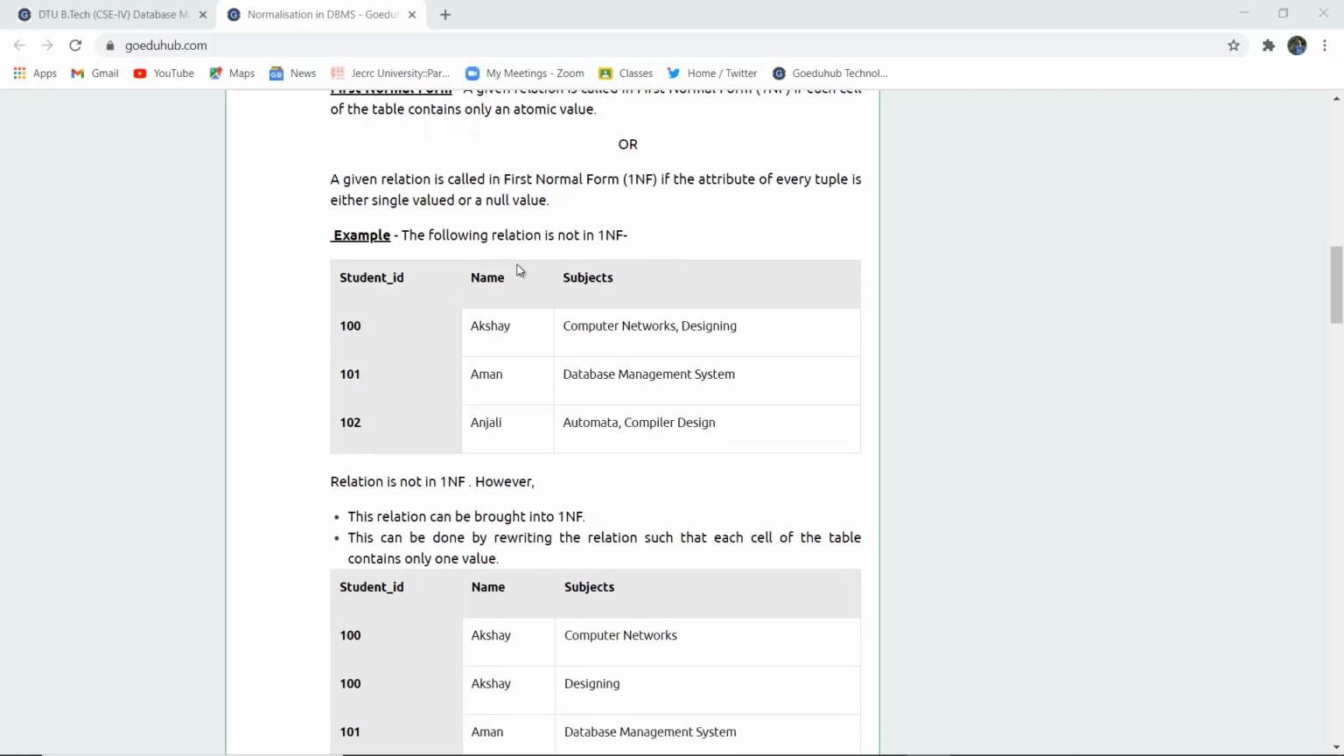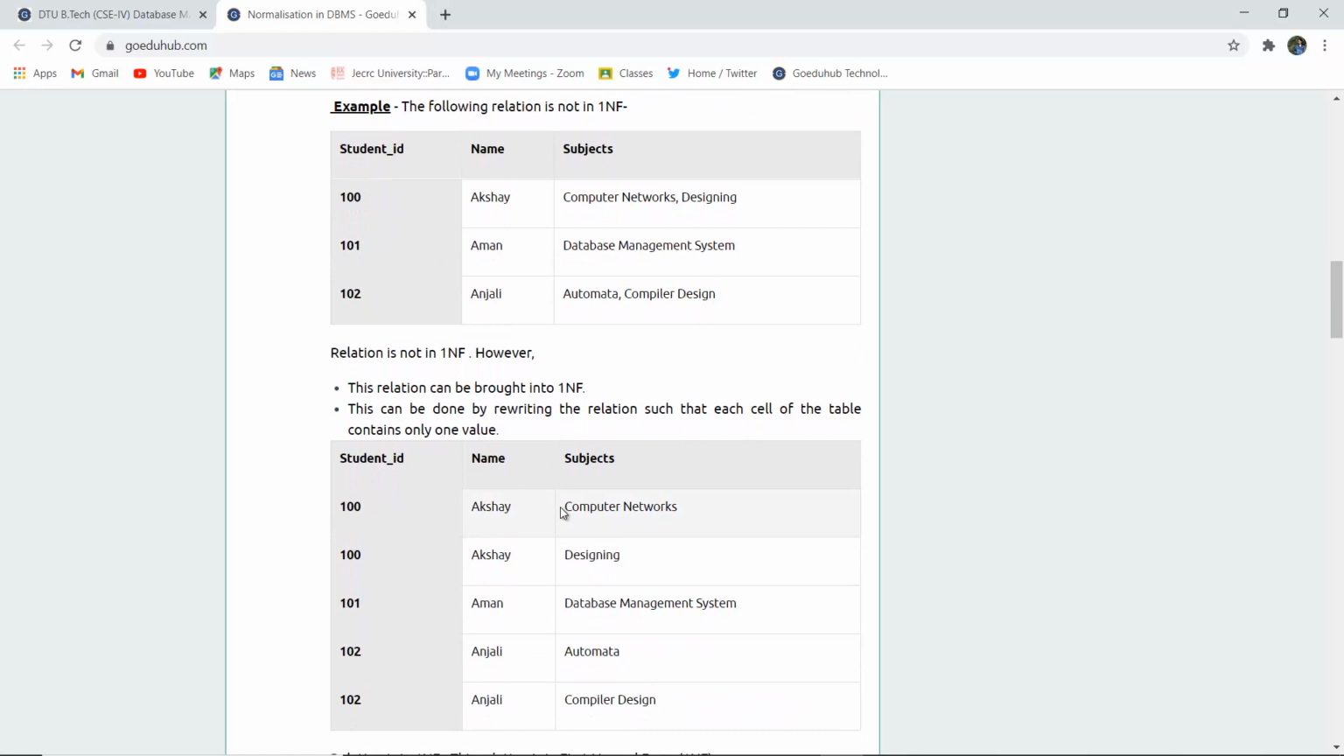For example, the following relation is not in 1NF form. Why? Because subjects are not a single atomic value. You can see here the subjects are computer networks and designing for Akshay. Similarly, database management system, which is in 1NF, but the complete relation is not in 1NF form. There are rows having two or more subjects. So how can we reduce this relation? This relation is not in 1NF form, however it can be brought into 1NF form.